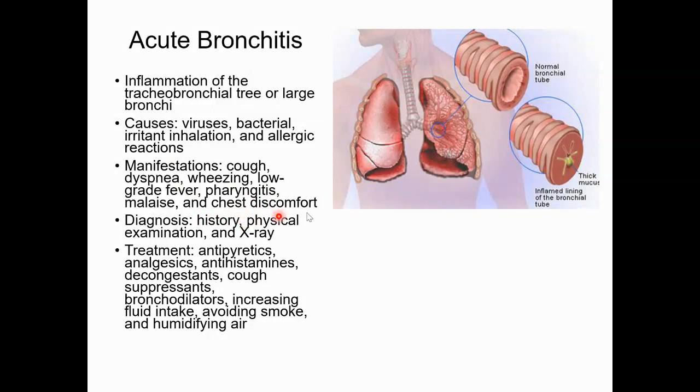Diagnosis: history, physical examination, and we could see bronchitis on a chest x-ray. So that's something that can be helpful. And typically an acute bronchitis only lasts about 1 or 2 weeks. But the cough, when somebody has a viral infection and they get bronchitis, the viral infection may be gone, but the airway gets a little bit aggravated and irritated.